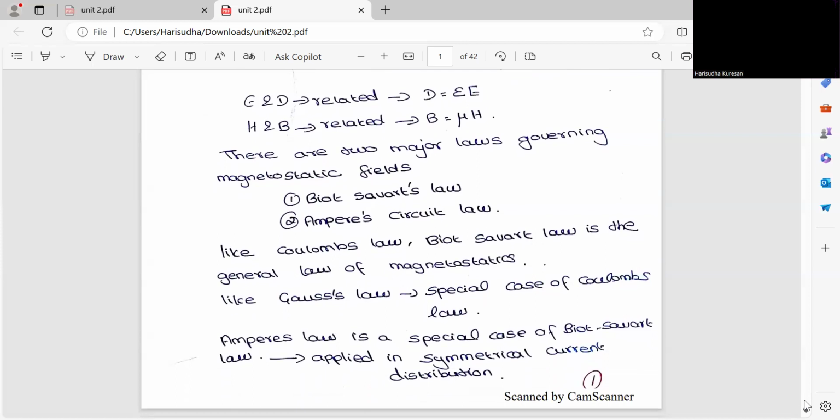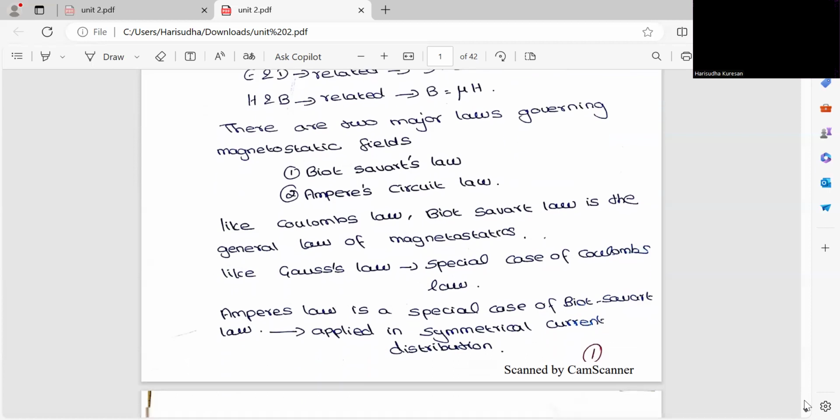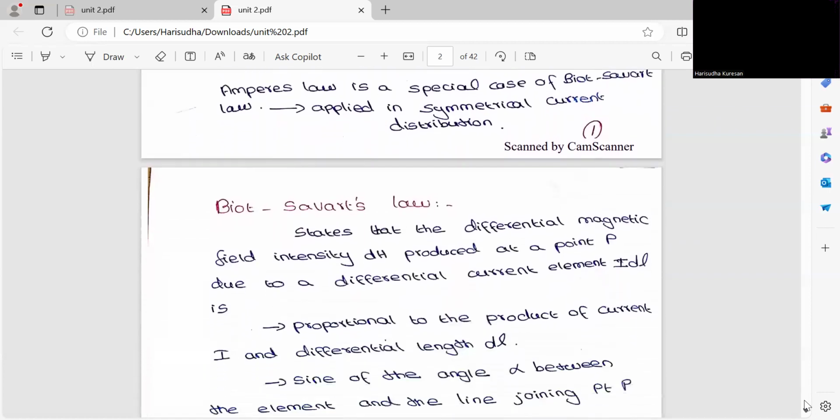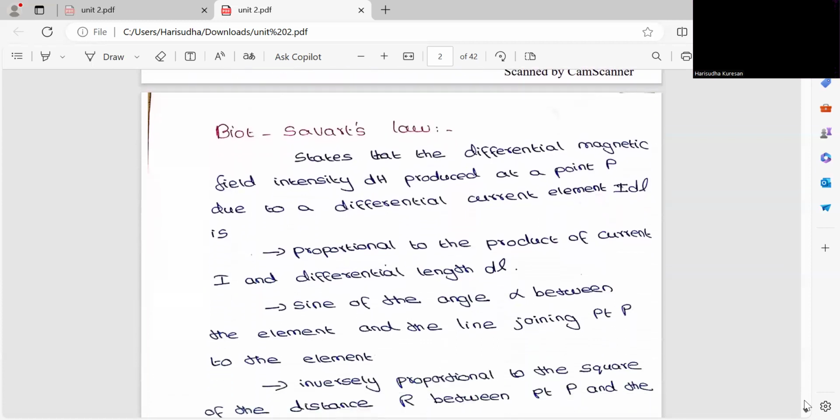So here in this unit, there are two major laws governing the magnetostatic fields. One is the Biot-Savart law, the other one is Ampere's circuital law. Like Coulomb's law, which we have seen in the earlier unit, Biot-Savart law is a general law of magnetostatics, just like Gauss's law. Generally, Gauss's law is a special case of Coulomb's law and Ampere's law is a special case of Biot-Savart law. This is applied for symmetrical current distribution.